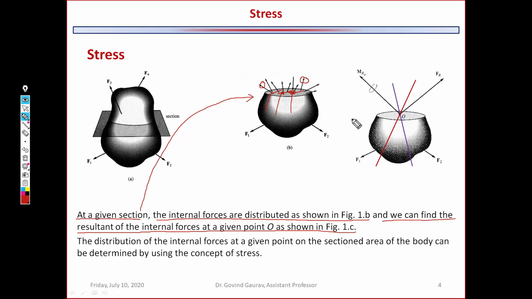At this particular point, we are interested in finding the stress. Say that point is O. So at this point O, a number of planes can pass. This one is the first plane, shown by the red line. The other plane can be the line shown by the violet color. So at a particular point there can be an infinite number of planes passing through this point.